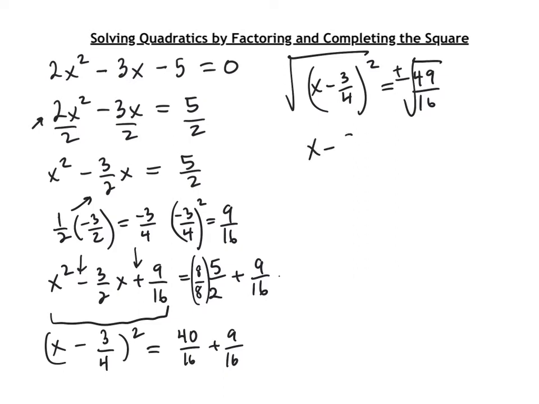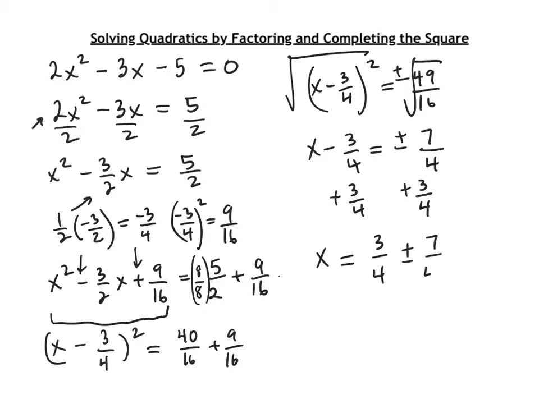That's x minus 3/4 equals plus or minus. Square root of 49 is 7. Square root of 16 is 4. Almost there. We'll add 3/4 to both sides. Add 3/4. And x will equal 3/4 plus or minus 7/4.